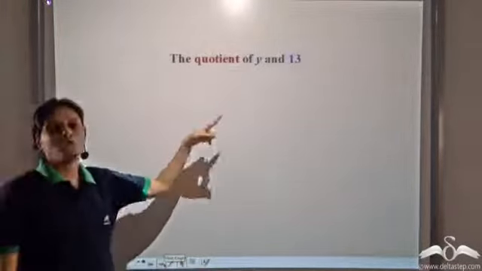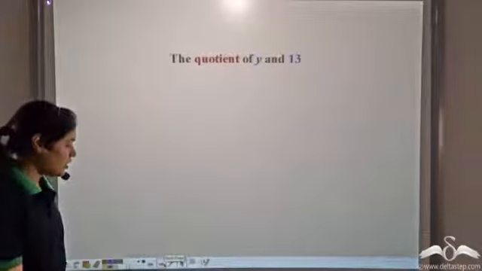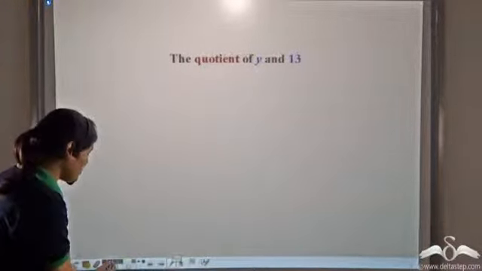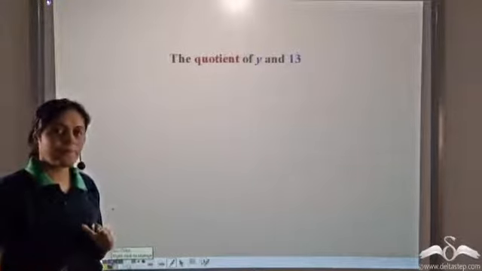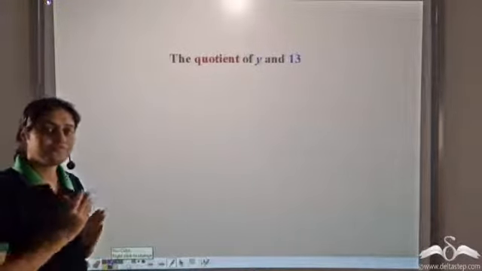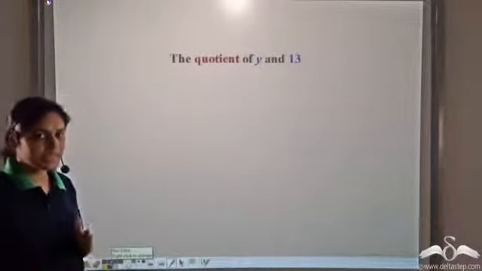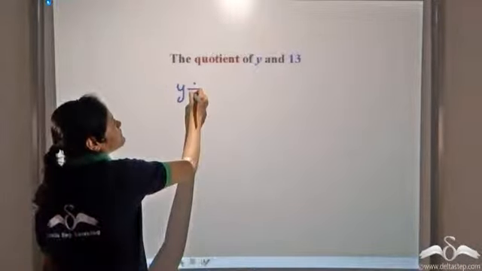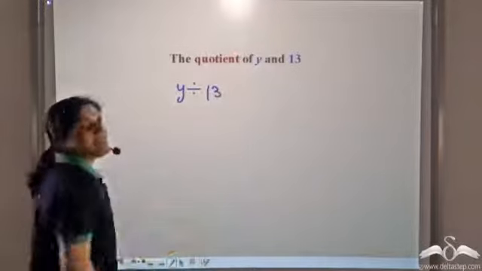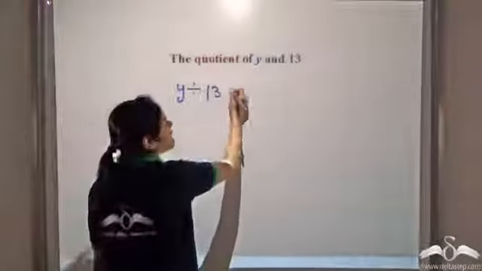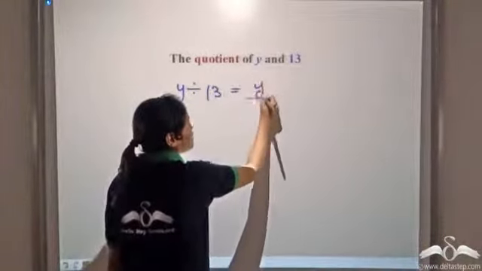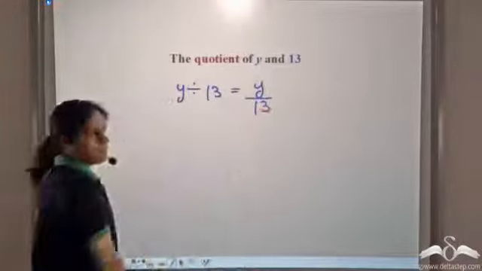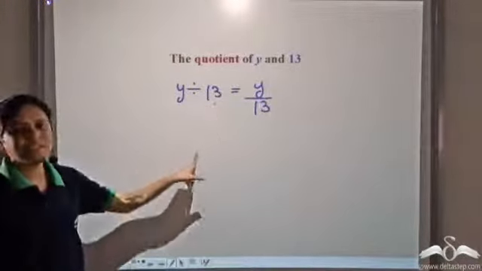The quotient of y and 13. Now when we have to find the quotient of two numbers, what do we do? We divide the first number by the second number. So this is y divided by 13. And we have already seen it can be written as y by 13. So it is y by 13.